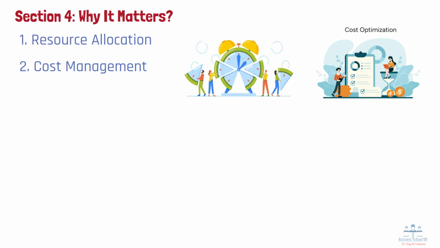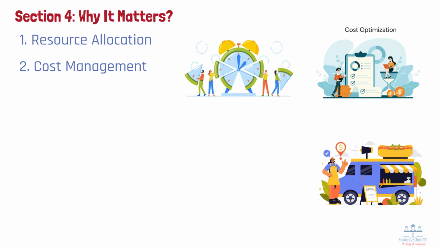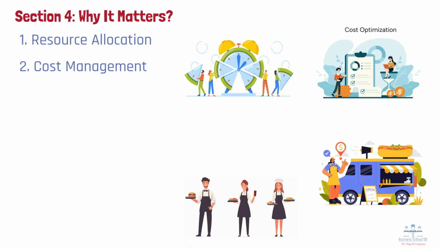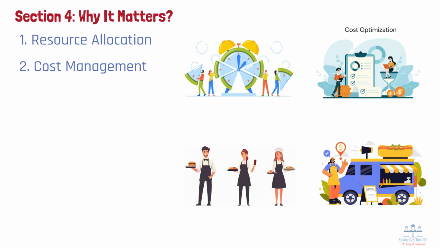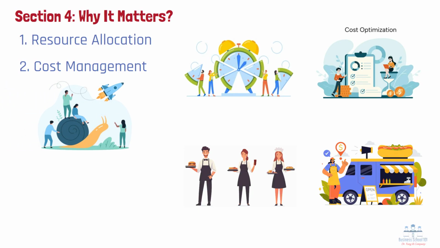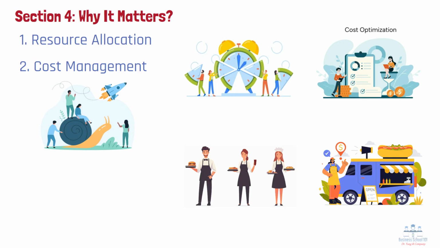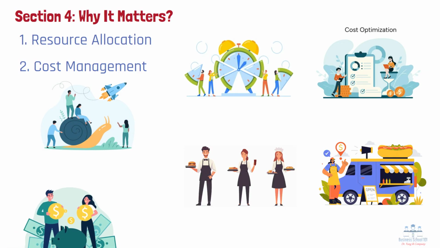For example, imagine you run a small food truck business. You might be tempted to hire more employees during peak times, but after a certain number of workers, additional hires might not make your operations faster or more efficient. Understanding diminishing marginal returns will save you money and prevent overcrowding in your small kitchen.